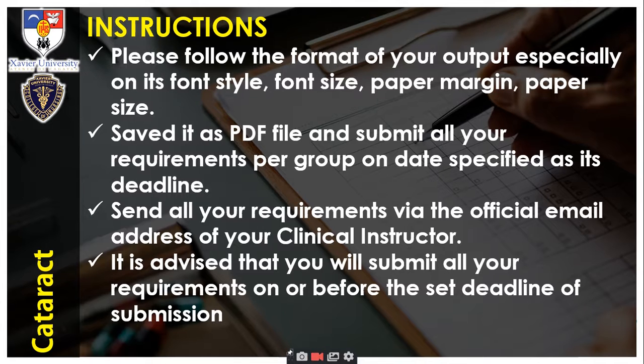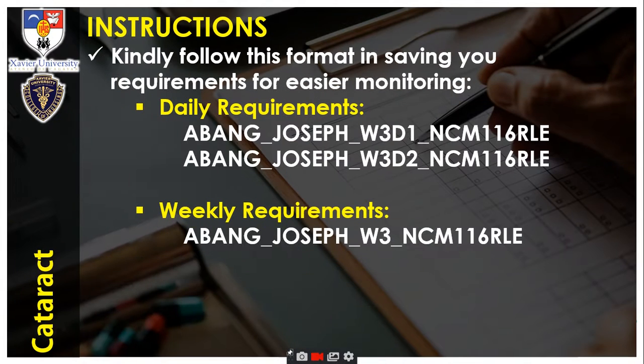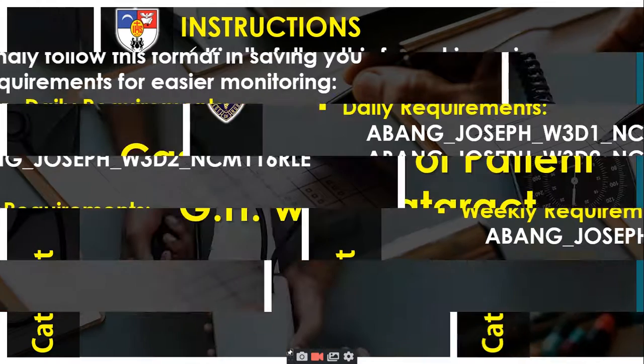Save it as a PDF file and submit all your requirements per group on the date specified as the deadline. Send all your requirements via the official email address of your clinical instructor. It is advised that you submit all your requirements on or before the set deadline of submission. Furthermore, kindly follow this format in saving your requirements for easier monitoring. For daily requirements, an example is Abang_Joseph_W3D1_NCM 116 RLE, and of course W3D2_NCM 116 RLE for day 2. And for weekly requirements, Abang_Joseph_W3_NCM 116 RLE.